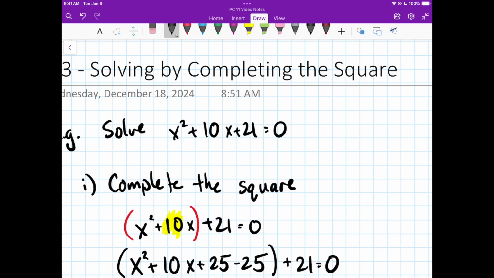In the next videos, I'm going to go over our final method of solving, which is the quadratic formula. So once you've really got this method nailed down, go ahead and take a look at those.